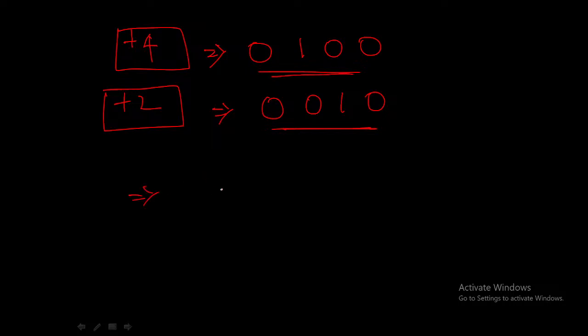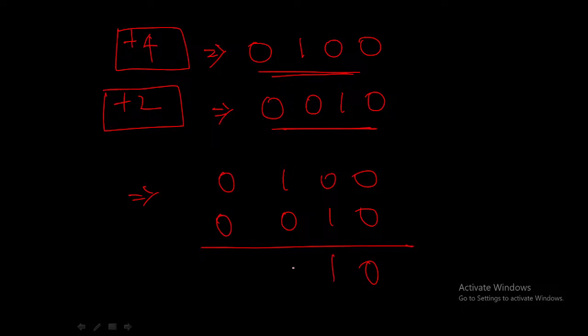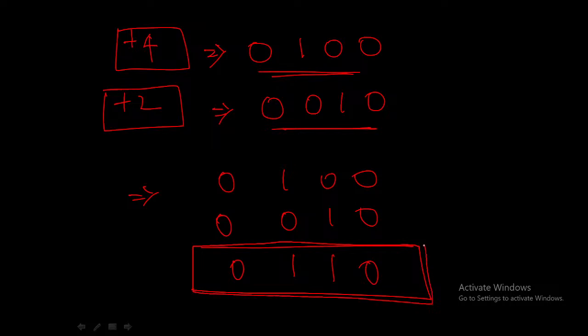And we simply add them: 0, 1, 0, 0 plus 0, 0, 1, 0. What is the output? 0, 1, 1, 0. So this is our final output. This is how we add two numbers in 1's complement form.